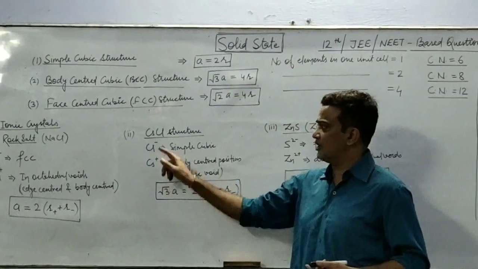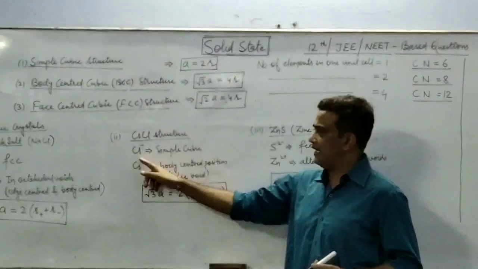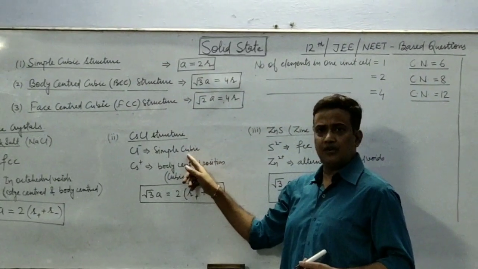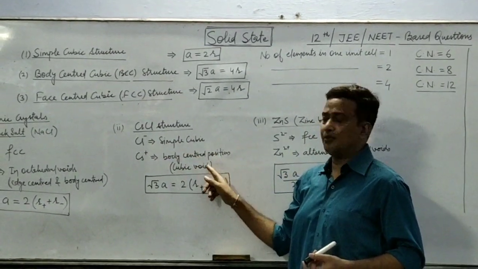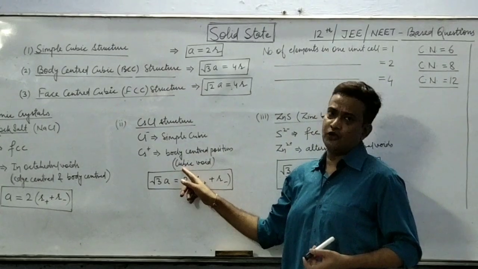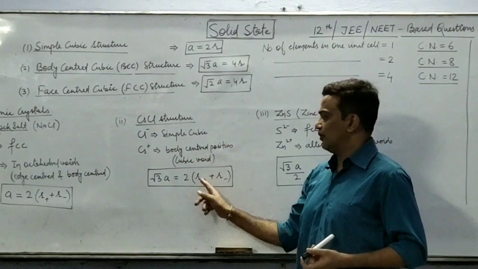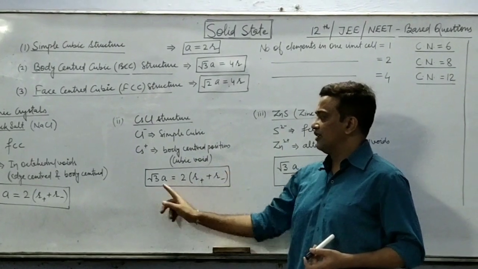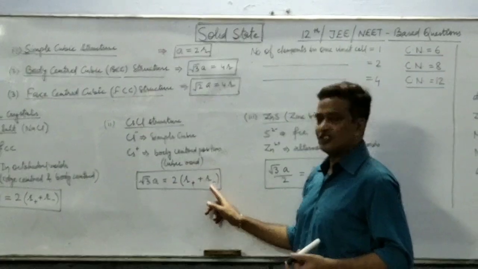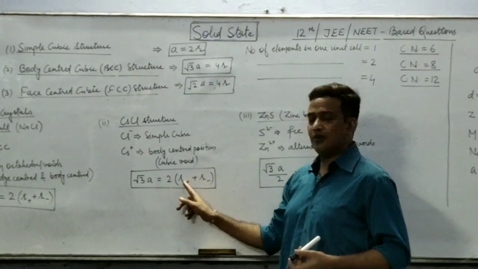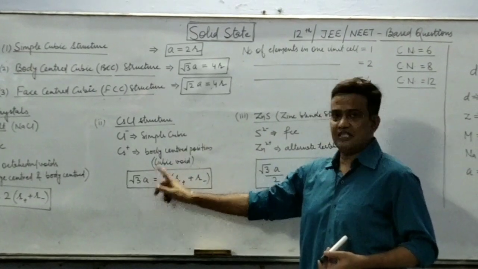Another type of ionic structure is CsCl like structure, cesium chloride, in which chloride ion is present in simple cubic structure and Cs positive is present at body centered position, that is actually the cubic void. And the relationship between a and radius of cation and radius of anion is root 3 a is equal to 2 into r positive plus r negative. Again r positive the radius of cation, r negative the radius of anion, a the edge length.